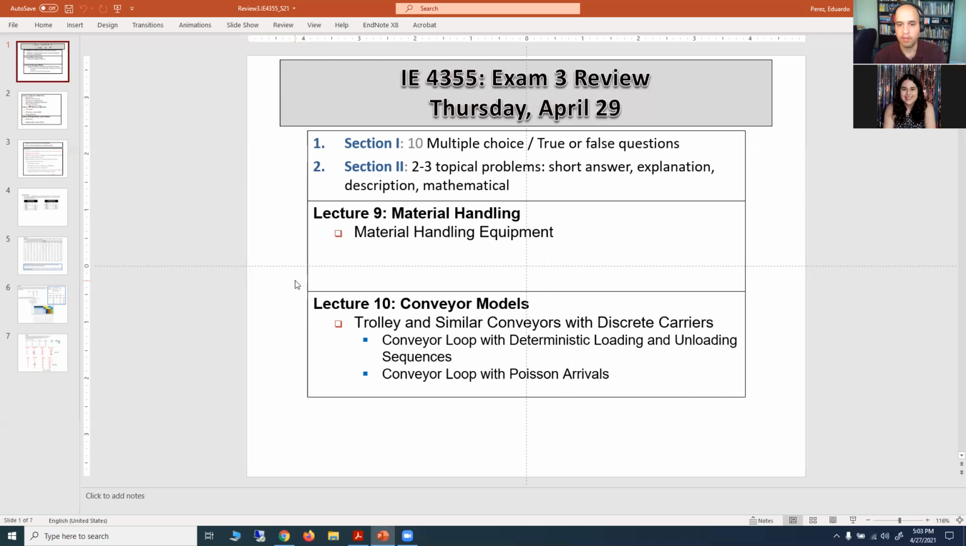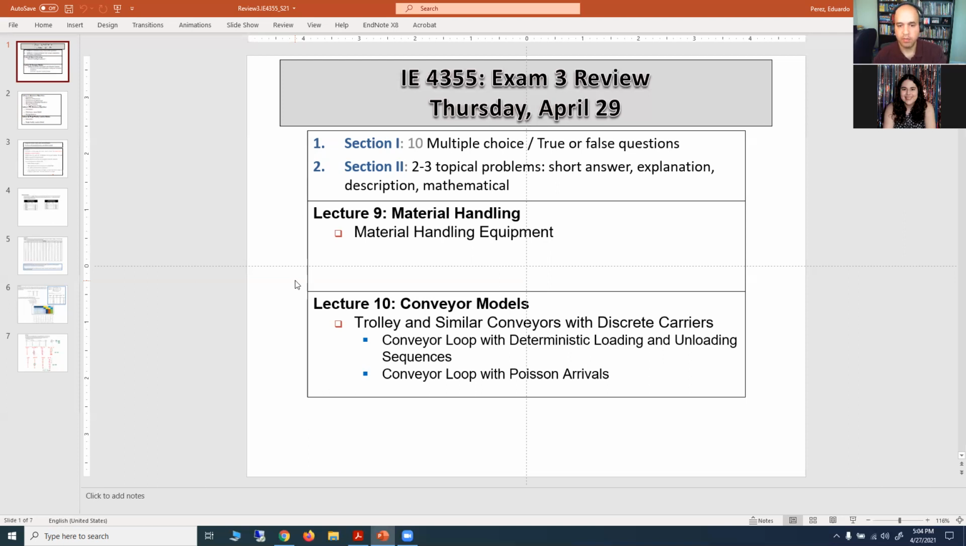So questions for this lecture will be mostly from the first section of the exam. I can ask you a multiple choice question, give you a brief description of one group of material handling equipment, and ask you to identify which equipment would be addressing that particular issue in a warehouse, for instance. So that's for lecture 9.